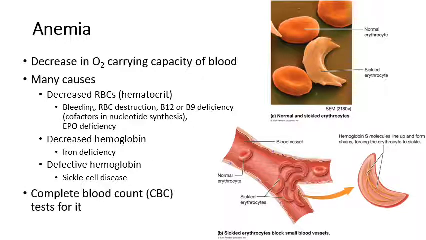Also, if you have not enough EPO, you can't make red blood cells without EPO. So if the kidneys have damage and they're not releasing EPO enough, then that's going to cause anemia as well. This is the reason why if you have kidney failure and it's pretty bad, a lot of the time you'll end up with anemia as well, because the kidneys end up not being able to make enough EPO to maintain your red blood cell population.